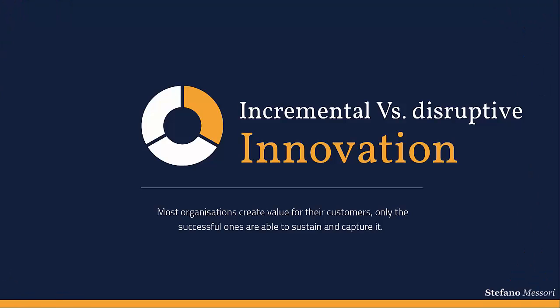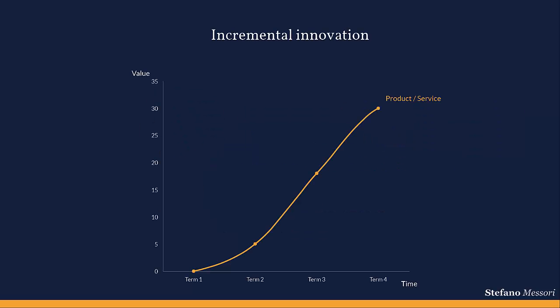Okay, so let's get started with the first type of innovation, incremental innovation. Incremental innovation is something that looks pretty much like this. In this graphic, we have time in the horizontal axis and we have value, or better, added value in the vertical axis. The orange curve shows you how companies implementing an incremental innovation agenda are able to create more value for their customers over time.